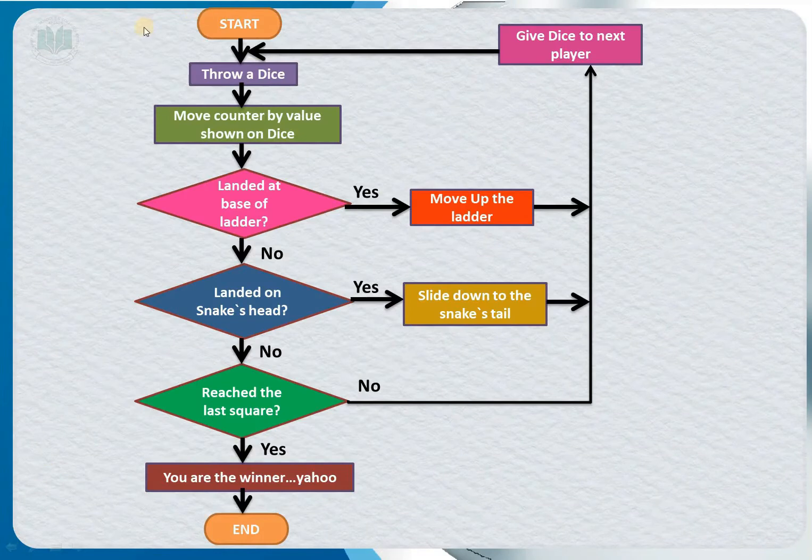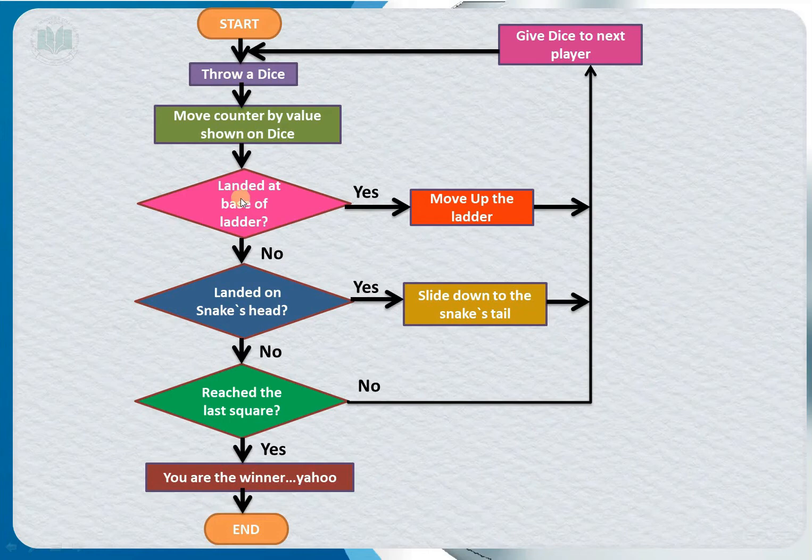Okay students, so let's start our flowchart. Start. After that, throw a dice. Throwing a dice is a process, that is why we have used the process symbol. And after that, you have to move the counter by the value shown on your dice. So that is also a process. We are using the process symbol here. And after that, you have to make a decision. You have two options here, yes or no. Landed at the base of a ladder. You can either land at the base of a ladder or you can land on the snake's head.